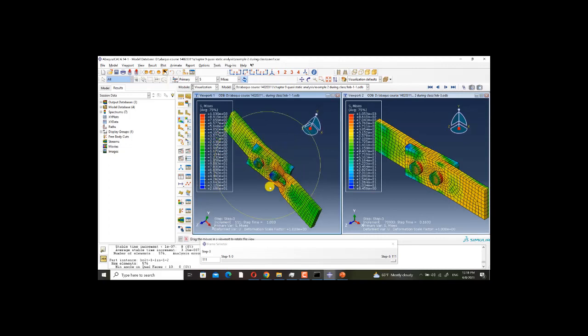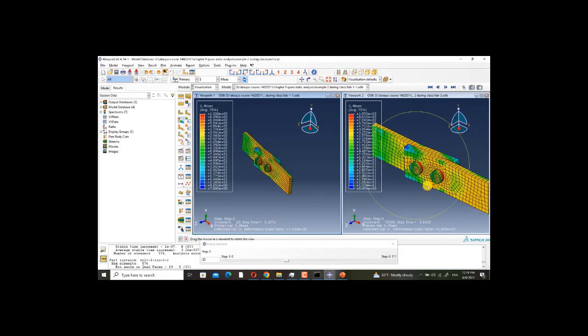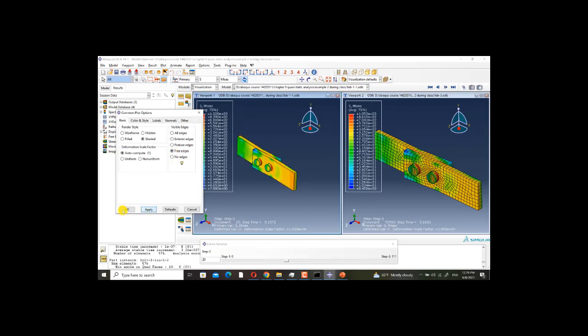And for example, in step 3 of job 1, at time 0.16, you can see that the results are similar. Also, the contours are similar.